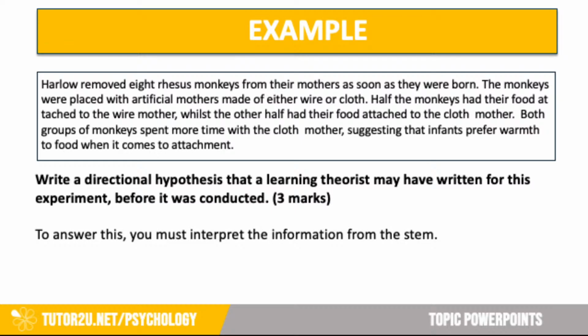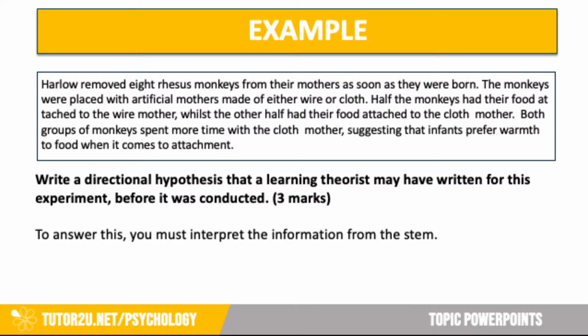And here's one straight up. Now, hypotheses is quite a tricky area anyway, but here on screen, we've got a little scenario about Harlow. Hopefully you're familiar with this study from attachment in Paper 1. A short synopsis of Harlow's famous monkey study. And the question that we're just going to briefly talk through now is: write a directional hypothesis that a learning theorist may have written for this experiment before it was conducted. Now, I'm not going to ask you to put your answer in the chat, but I'm using this to demonstrate just how much interpretation is required for this.